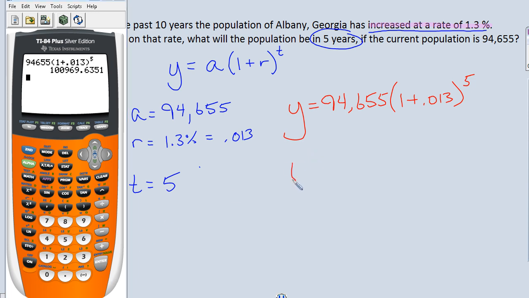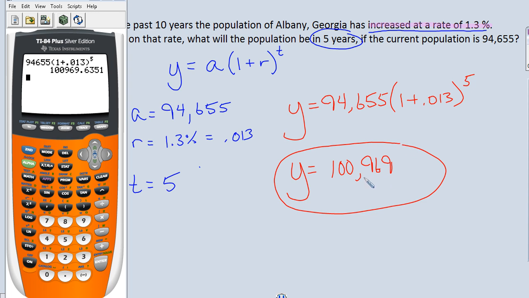So we find out that in 5 years, Albany will have 100,969 people. Now, in this case here, I don't take into consideration the decimal because that's 6/10 of a person, so we can't round it up. So we just know that at this point, that's our total population of Albany in 5 years.